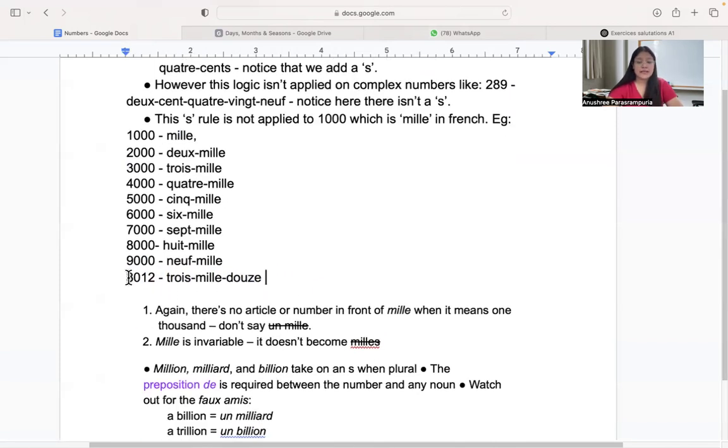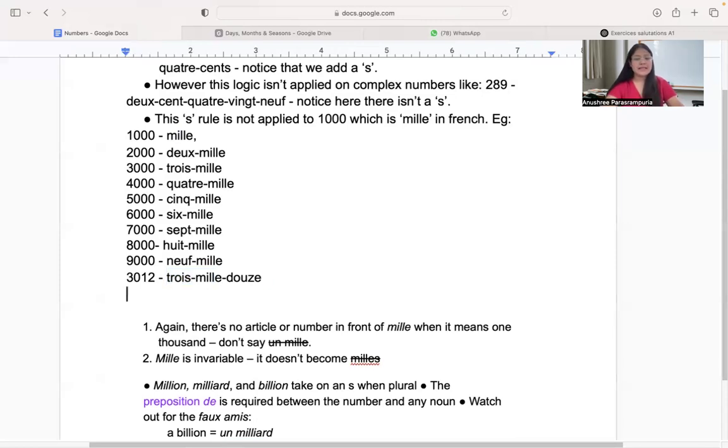Now, let's take an example of a complex number using thousands. If I want to say this particular number in English, I will say 3012. We're going to apply the same logic as in French without the "and" in the middle. So 3000 is trois mille. Notice that again, there is no S here. And 12 is douze. So together it becomes trois mille douze.